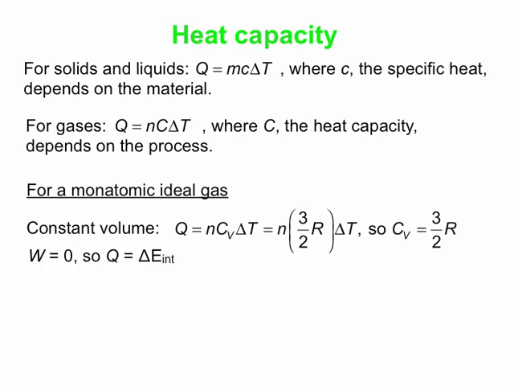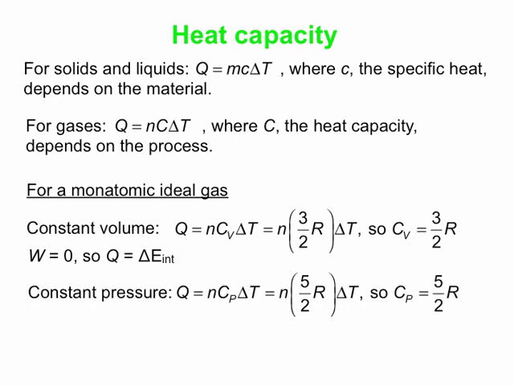Now, if you do a different process, and by the way, for constant volume, remember, work is 0 for constant volume processes. So from the first law, the heat is the change in internal energy. So the change in internal energy is also N Cv delta T here.